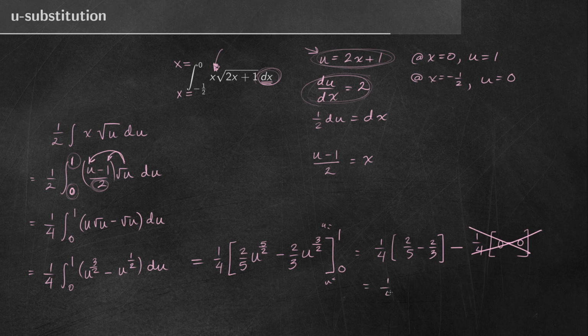So that's 1/4 times, I'll use a common denominator of 15. To get 15 from 5, I multiply by 3. 2 times 3 is 6. To get 15 from 3, I multiply by 5, and 2 times 5 is 10. So now I have -4 on the top, which will cancel with the 4 on the bottom and just leave a -1 behind. So final answer, -1 over 15.